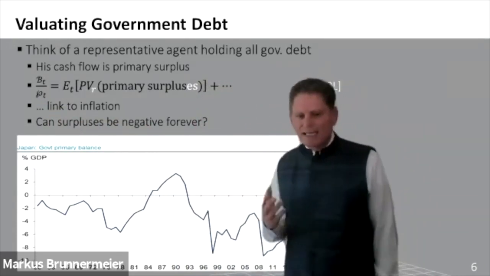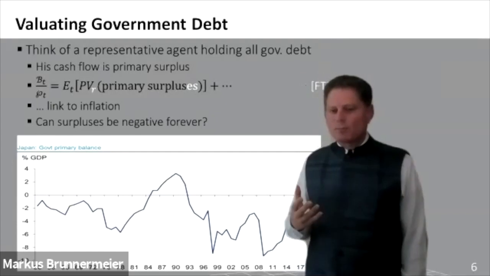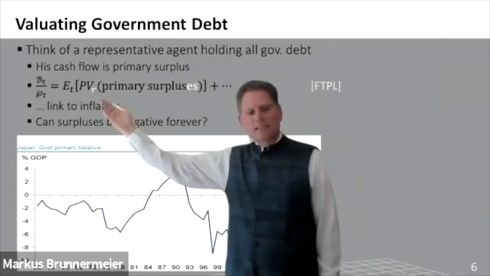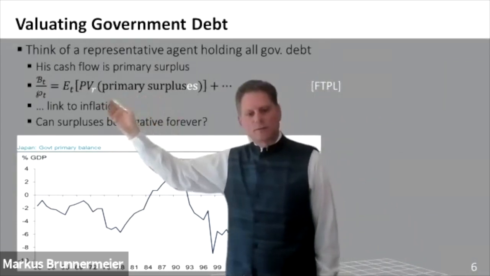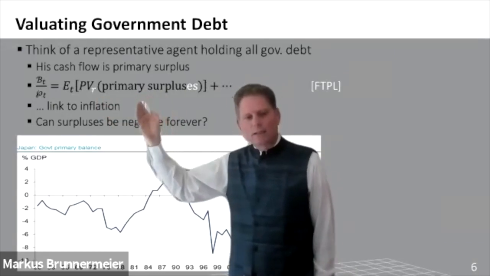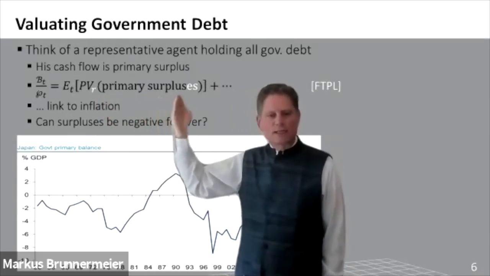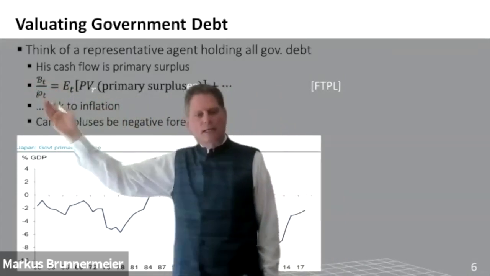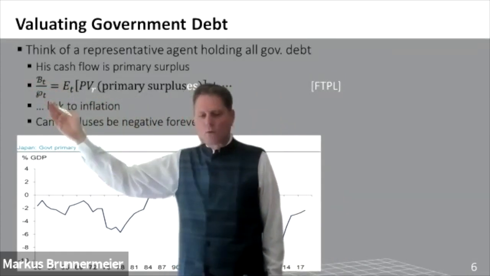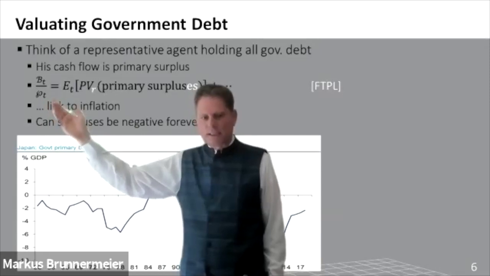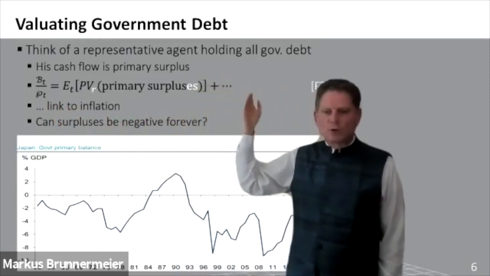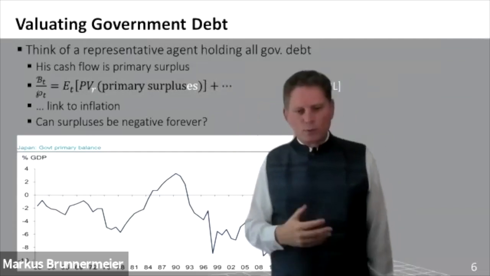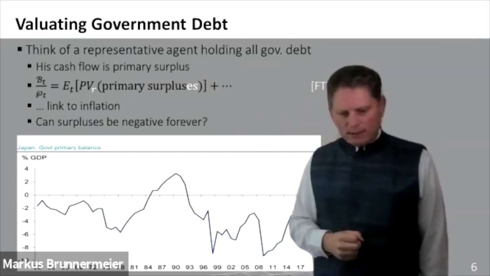But the question is, can you actually run primary deficits forever, meaning that this number is negative all the time? If you just plug it in, and you discount negative numbers further and further, you would just get a negative number on the left-hand side. So the value of government bonds would actually be negative, which we don't see. That's an indication there's some term missing here, which we would like to understand today.